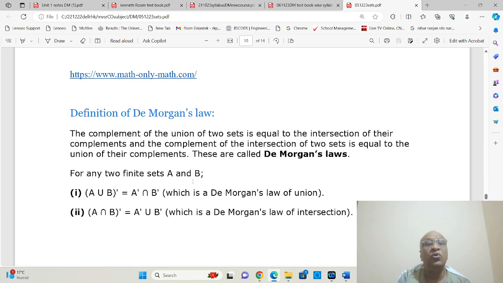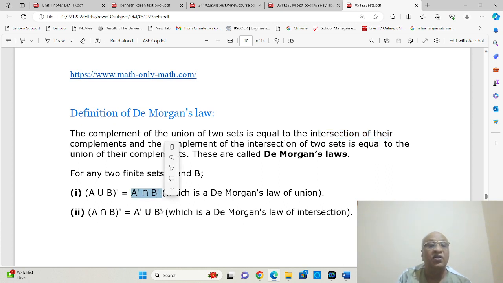Now, the below contents are derived from this link, mathonlymath.com. So, what De Morgan's law says is, the complement of the union of two sets, the complement of this one. What is this? This part. This is A union B, and the whole is the complement. So that's what it is saying here. The complement of the union of two sets is equal to the intersection of their individual complements.